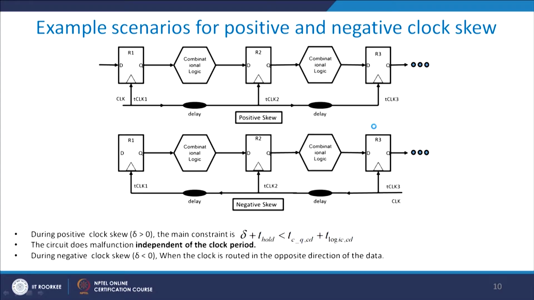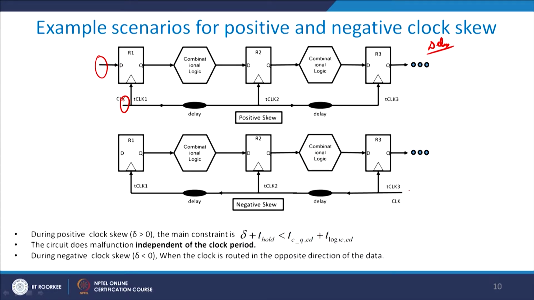But please understand, to move from R1 to R3 it has to be properly tuned in terms of potentials, so that it can move easily from point A to point B. This is the case of positive skew. Positive skew means the data train, which is this one, and the clock, which is this one, move exactly in the same direction. The delay of the combinational logic block is basically your internal delay.